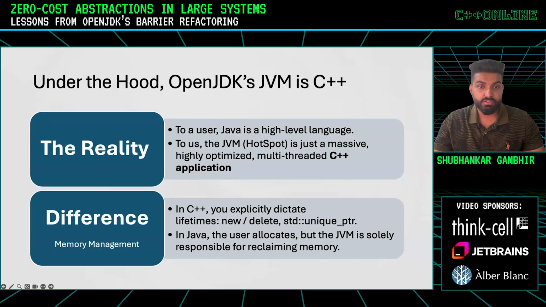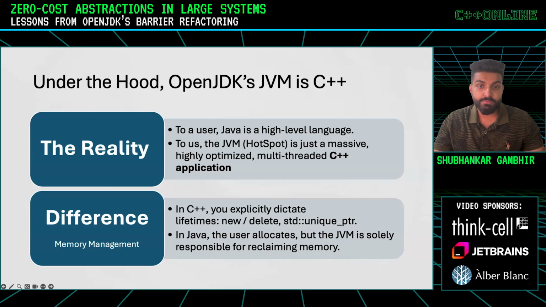To an end user, Java is a high-level managed language, but Java applications run on the JVM, and OpenJDK's JVM HotSpot is just a massive, highly optimized multi-threaded C++ application. So, under the hood, OpenJDK's JVM is C++.